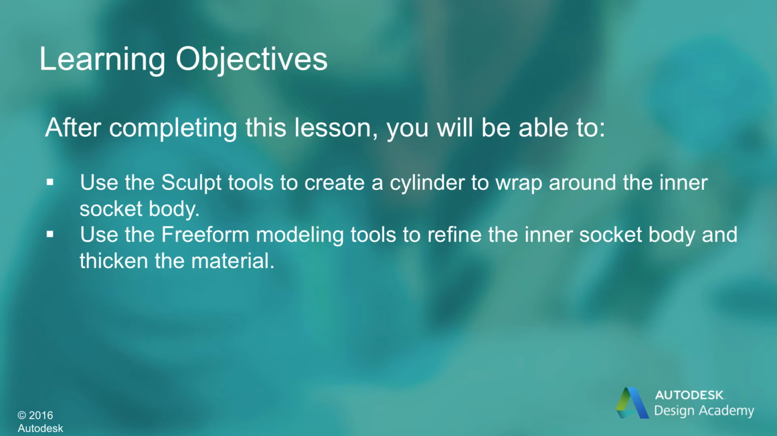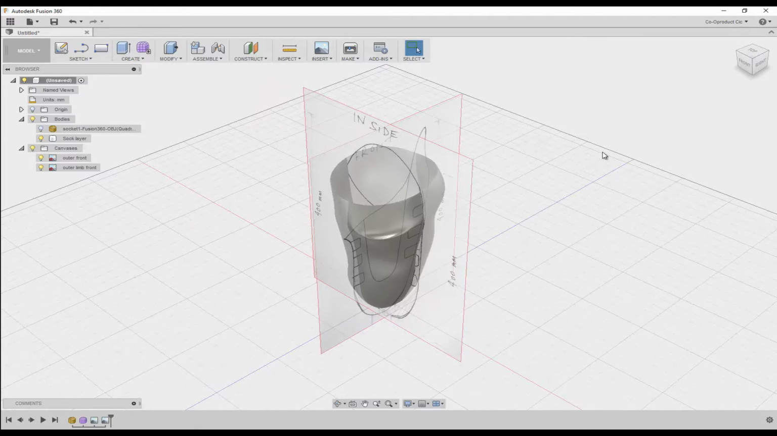After completing this lesson, you'll be able to use the sculpt tools to create a cylinder to wrap around the inner socket body and use the freeform modeling tools to refine the inner socket body and thicken the material. Okay, so we've built our inner socket liner using the residual limb mesh.